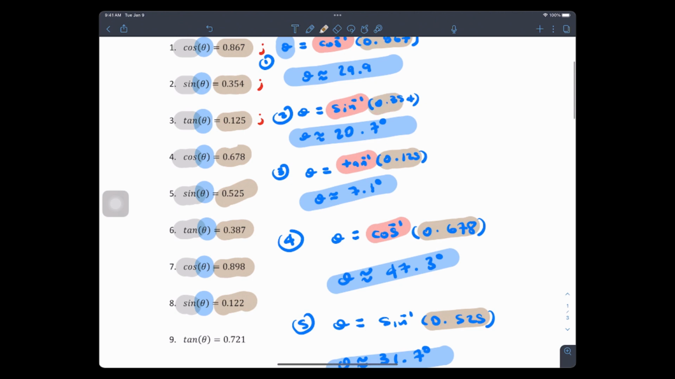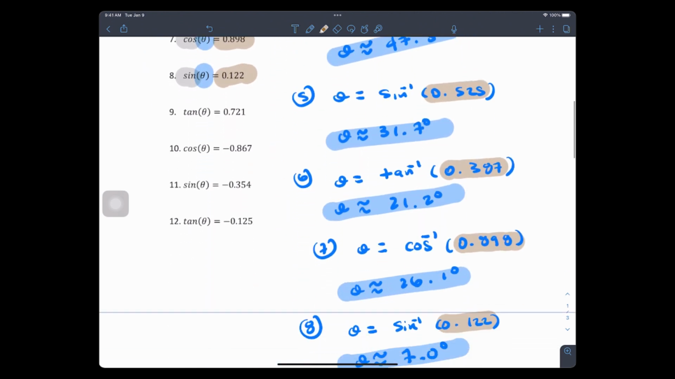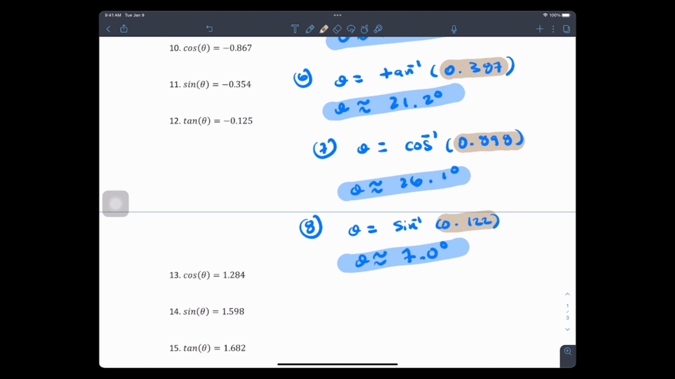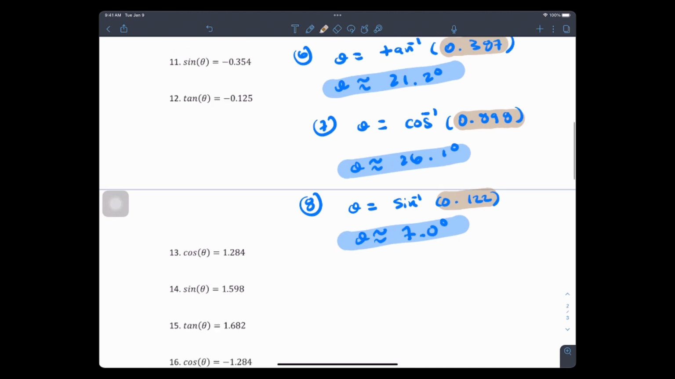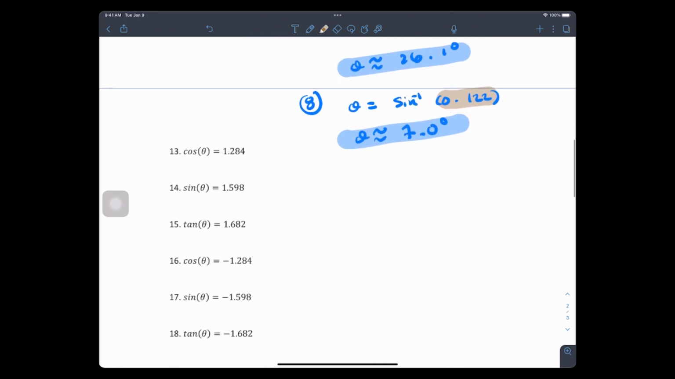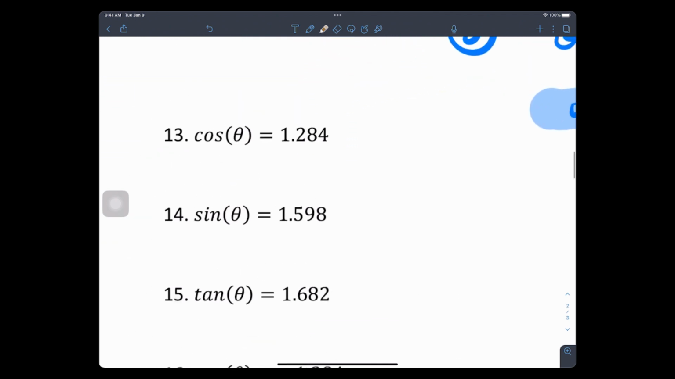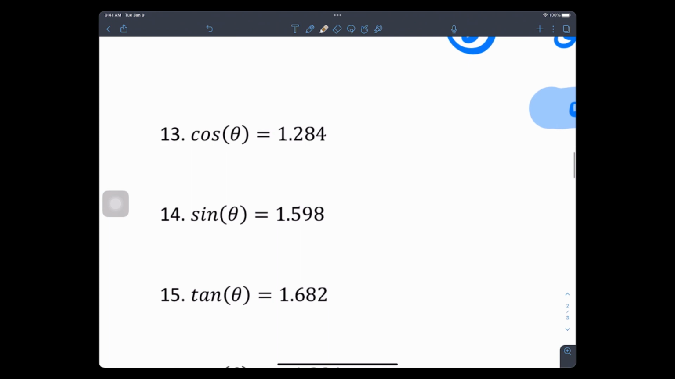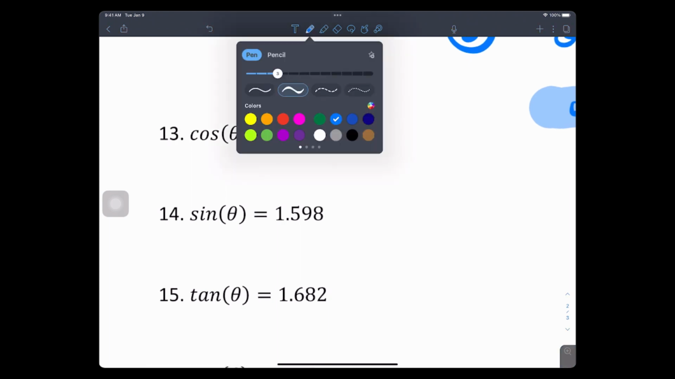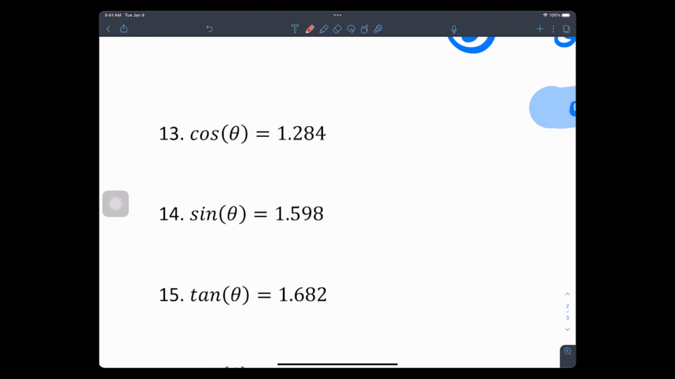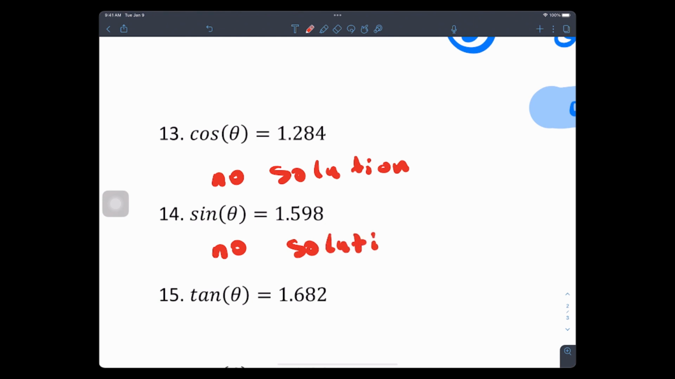So go through that, ladies and gentlemen, and understand that this is how you find an angle using the inverse function. I want to point out, for example, let's look at number 13 here. Number 13 is interesting. What should you see as an answer for number 13? We talked about it yesterday. 13 and 14 have the same answers. These are no solutions, because cosine can't be bigger than 1 or smaller than negative 1, and neither can sine. So this should be no solution for both of these.